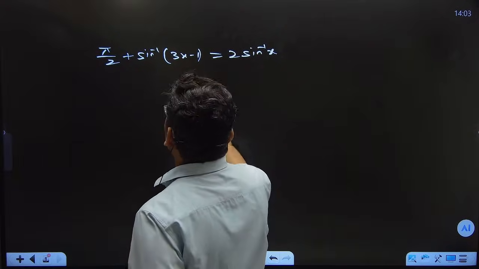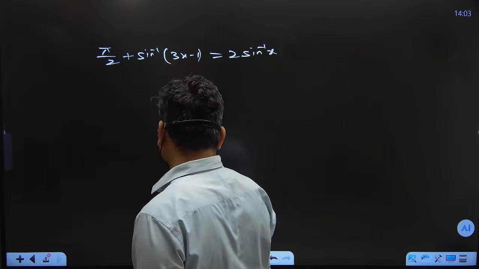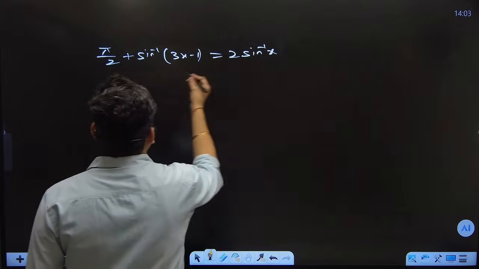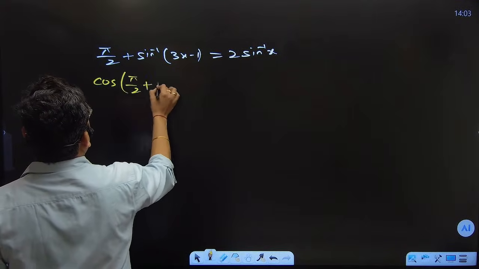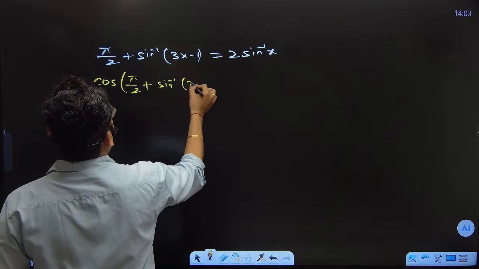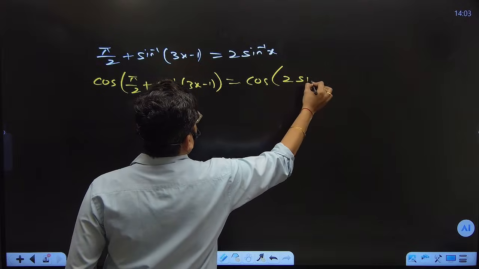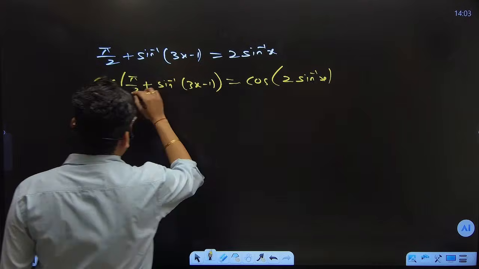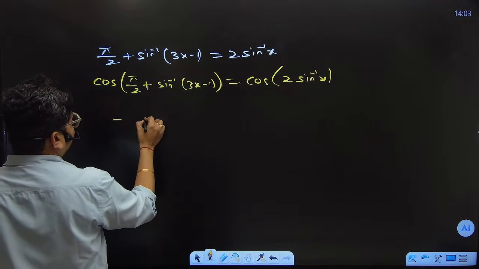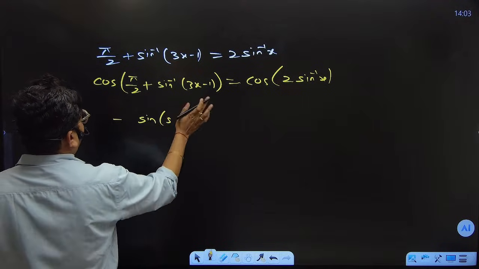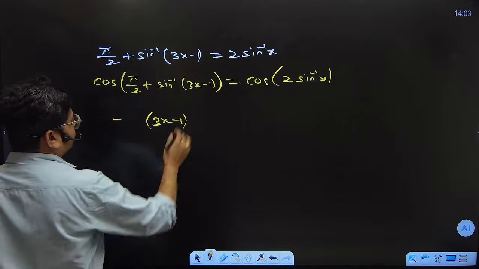So what I can do, I can try to apply sine on both sides or cos on both sides, and then you can try to proceed, right? If I apply cos on both sides, cos of pi by 2 plus sin inverse of 3x minus 1 is cos of 2 sin inverse x. Cos of 90 plus theta is again minus sin theta, so minus sin of sin inverse of 3x minus 1. And sin of sin inverse x is going to be x, so directly negative of 3x minus 1, right?